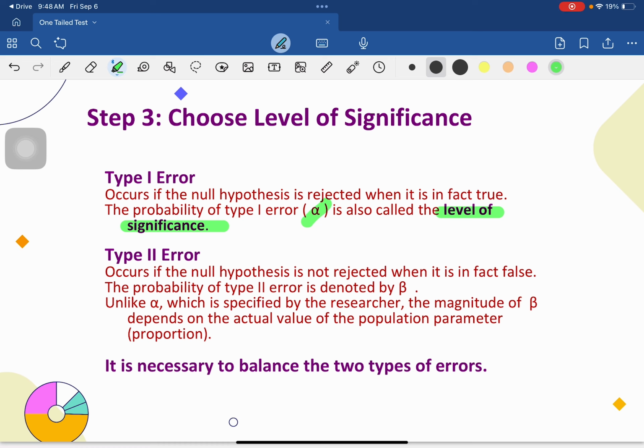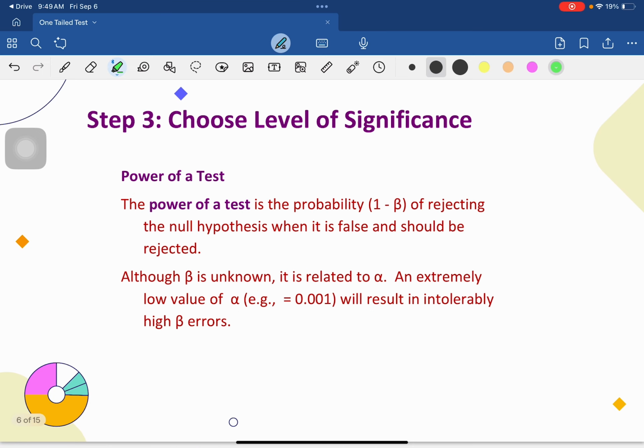But for this video, let's not focus on the errors. We will first introduce the one-tailed test, how it's executed, how we can perform it, and how we solve sample problems with it. Okay, and then the power of a test.